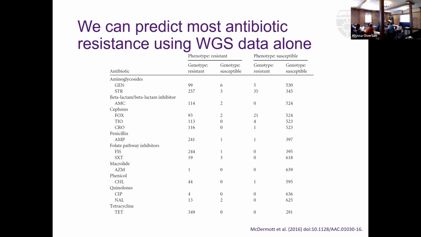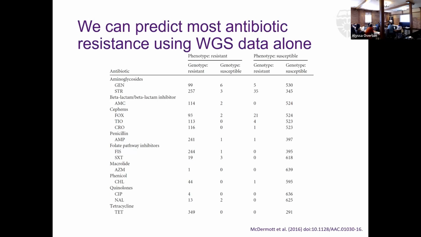And you can see that in the group that's phenotypically resistant, out of 105 that were phenotypically resistant, they were able to predict 99 of those just based on known genotypes. Of the ones that are phenotypically susceptible, out of 535, they were able to predict 530. From a surveillance perspective, that's not bad. They can do pretty good. They're upwards of 90% on all of these.